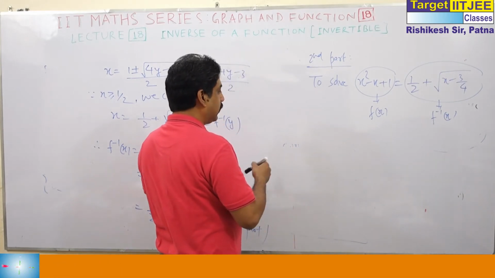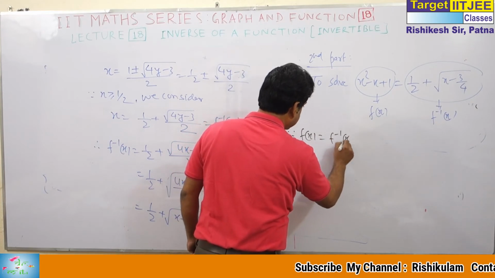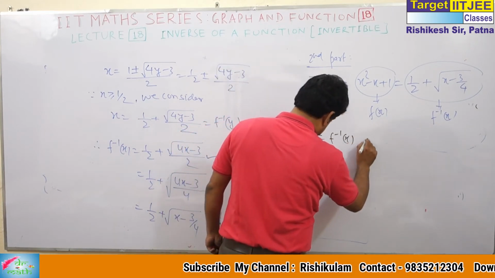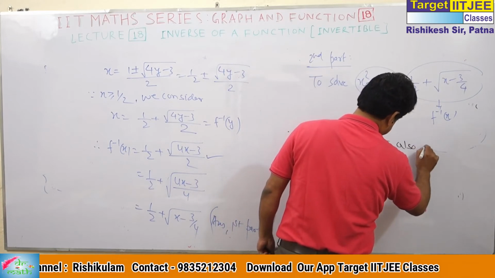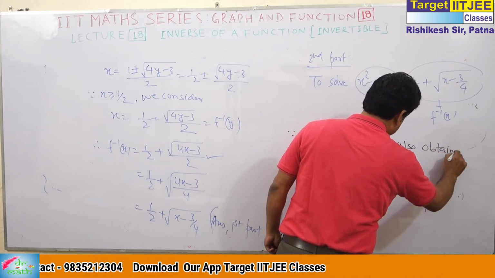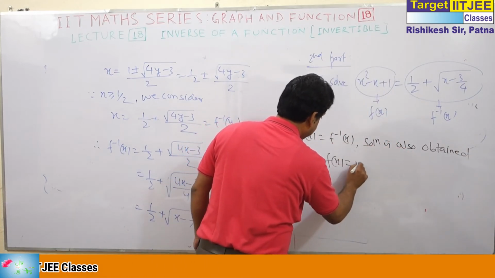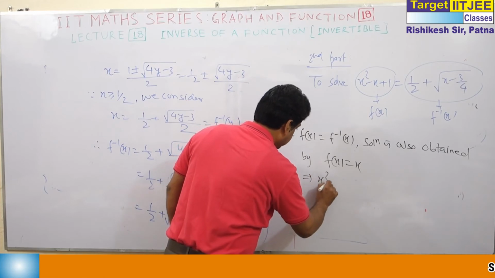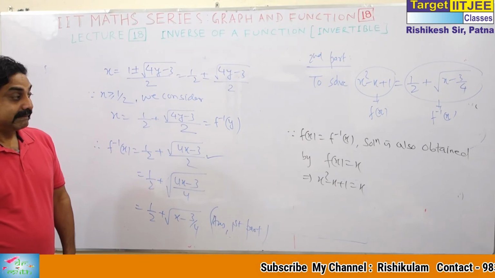Since f(x) is equal to f inverse x, the solution is also obtained by f(x) is equal to x. Means x square minus x plus 1 is equal to x. Now things become easy.